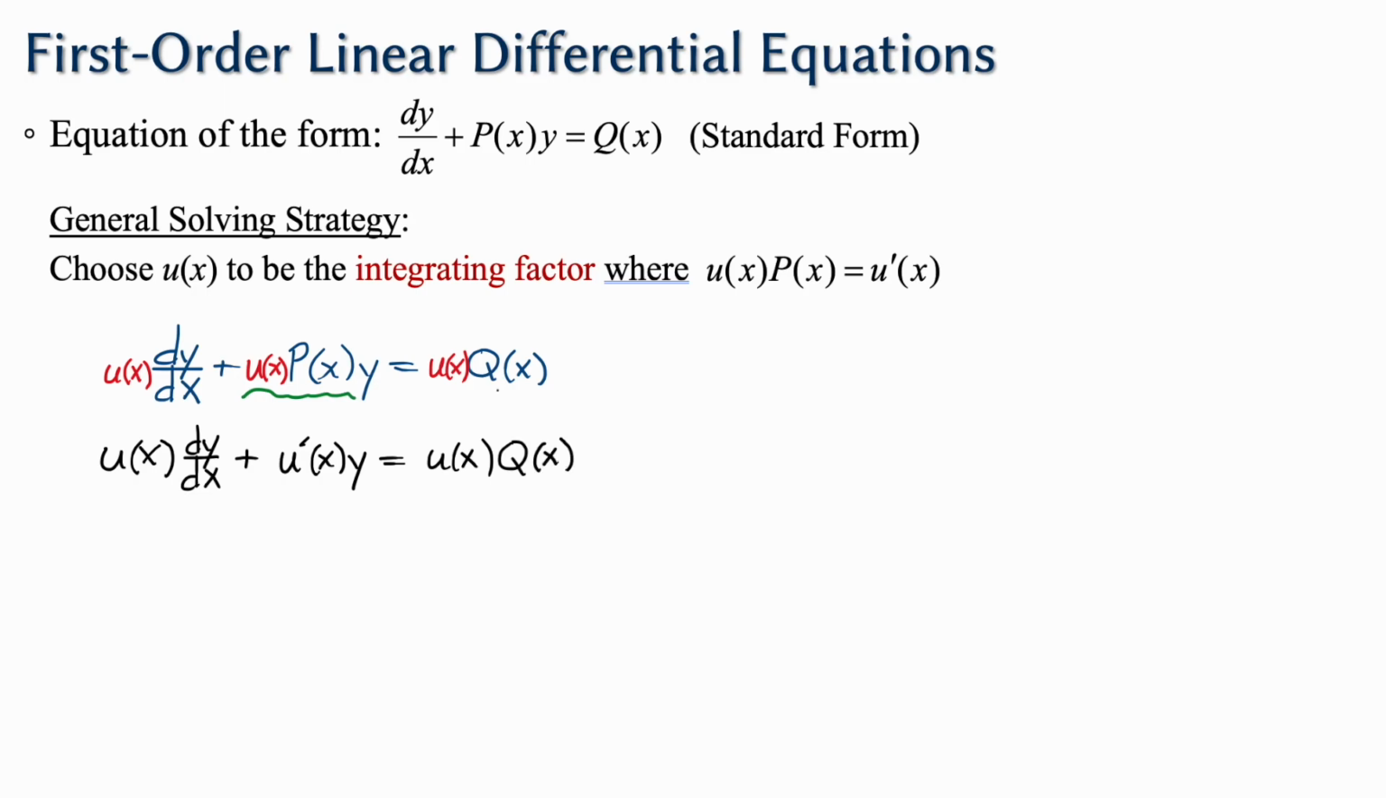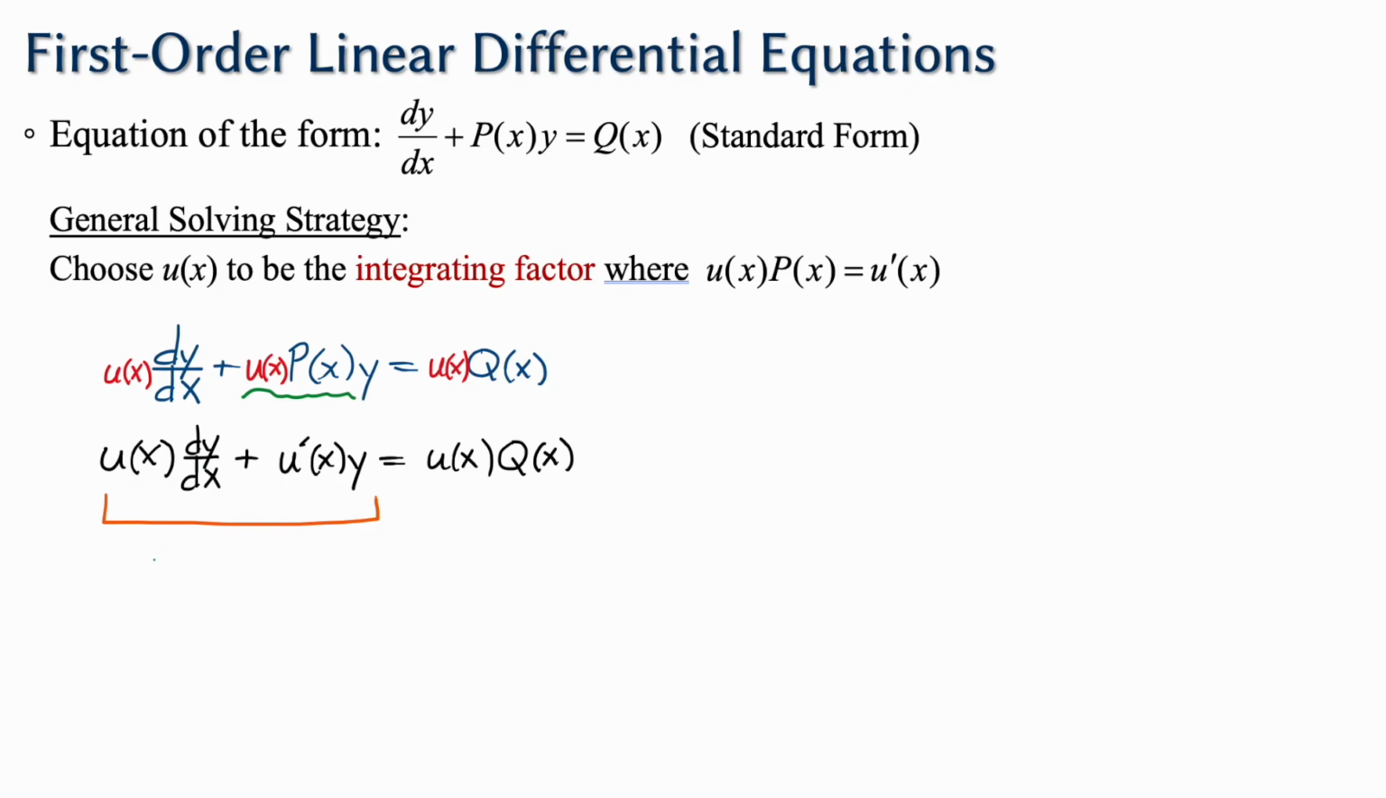Now, here's why this is such a great idea and how it helps us solve. Now that I've replaced this part here with u prime, if you really focus on this whole side of the equation, what you'll notice is that this is actually the product rule. So if you think of two functions, one of them being u of x and the other being y, you can look at this as being the product rule between them. So if you look here, this is the derivative of y times u, plus this is the derivative of u times y. So clearly, you could rewrite this as being the product rule between y and u.